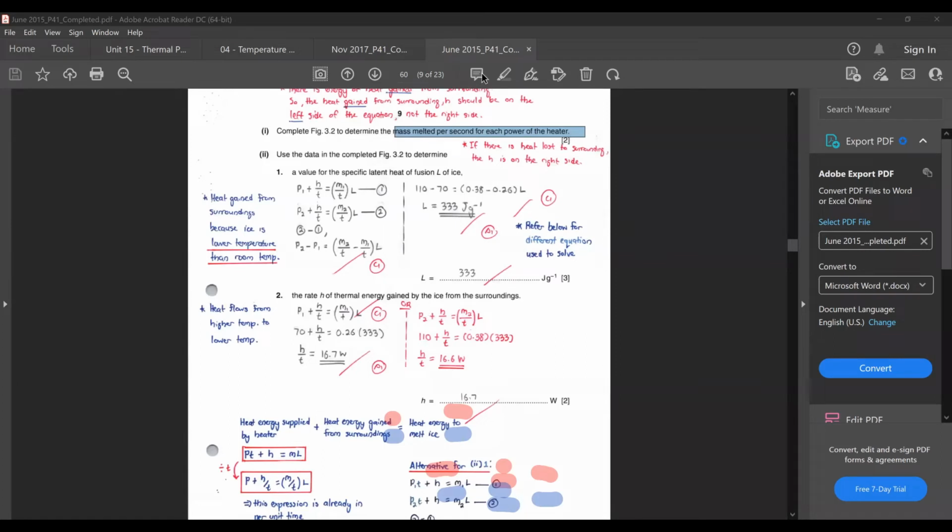All right. Then after that, they ask you to use the data from the completed figure to determine the value for specific latent heat of fusion L of ice. Okay. Then after that, you see some equations written here. Now, when you want to write out your energy equations, you need to be careful about whether your case is a boiling case or a melting case.